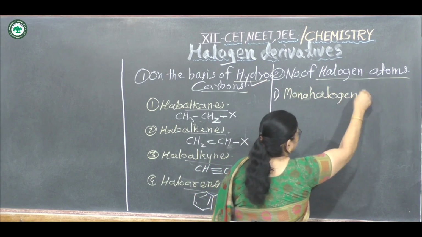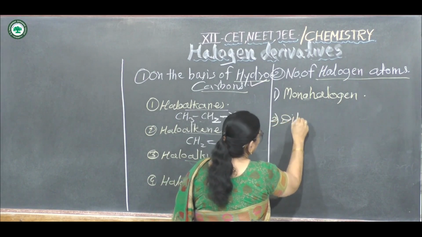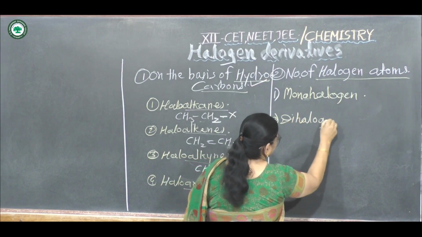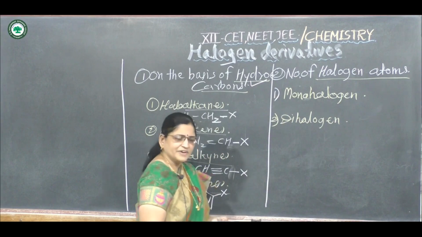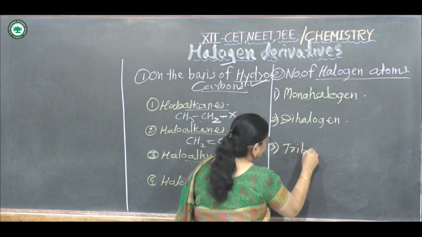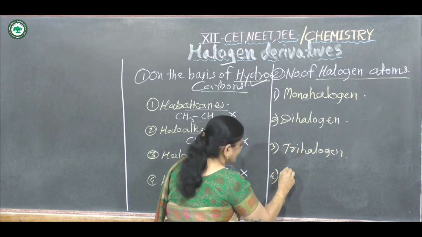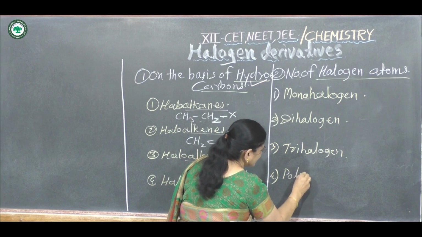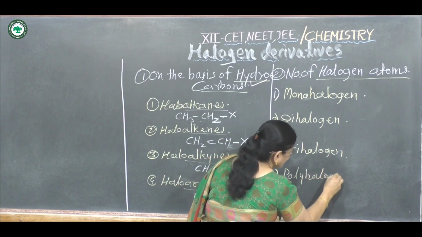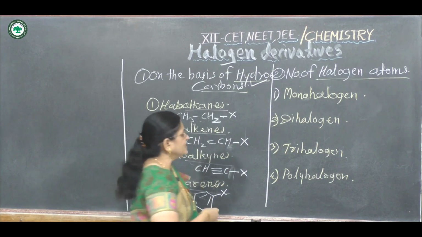Monohalogen derivative. Then the second one, dihalogen derivative. Then the third one, trihalogen derivatives. And the fourth one, polyhalogen derivatives. Then what is a monohalogen derivative?